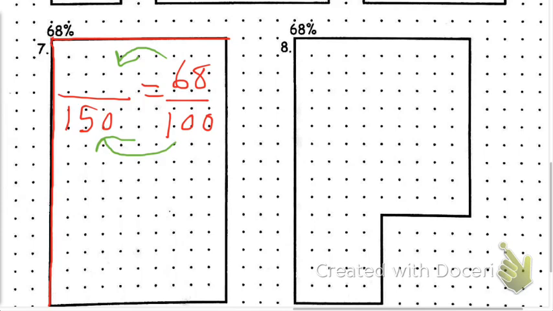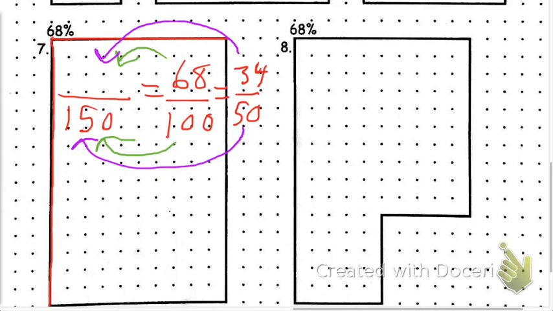Another thing you can do is notice that 68% can be reduced to 34 out of 50, and then you can think, oh, I just multiply 50 times 3 to equal 150, so I'll multiply 34 times 3 to equal this number right here. When you do 34 times 3, you get 102. So you need to fill in 102 of these squares right here and shade them in to get 68%.